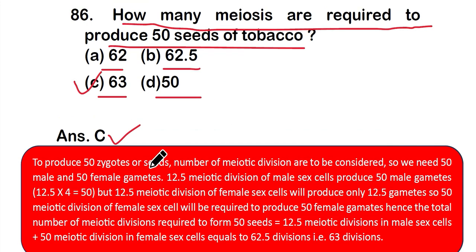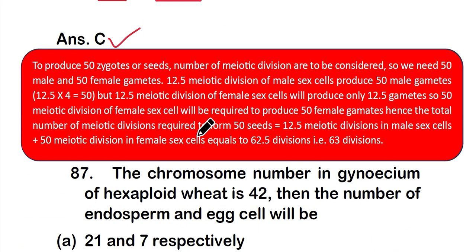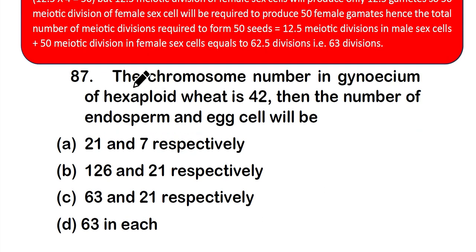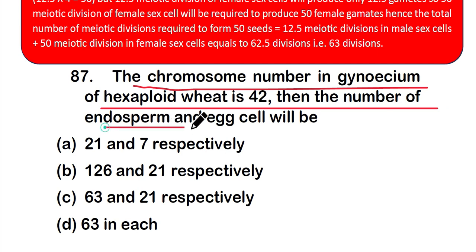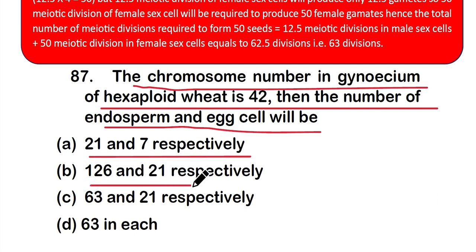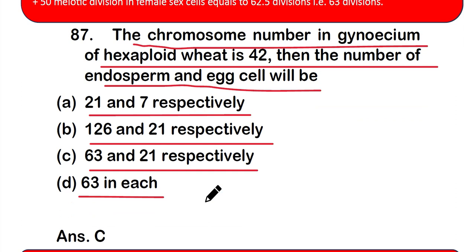Okay, so this is the calculation. Let's move on to question number 87: the chromosome number in the gynoecium of hexaploid wheat is 42. Then the number of endosperm and egg cell will be: option A, 21 and 7 respectively; option B, 126 and 21 respectively; option C, 63 and 21 respectively; or option D, 63 in each. The right one is option C, that is 63 and 21 respectively.